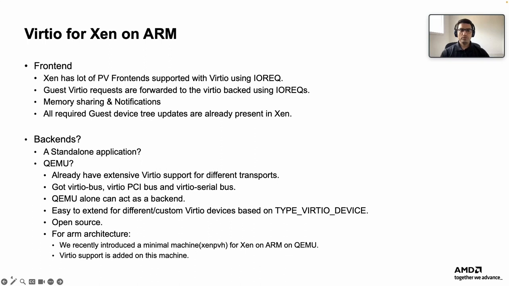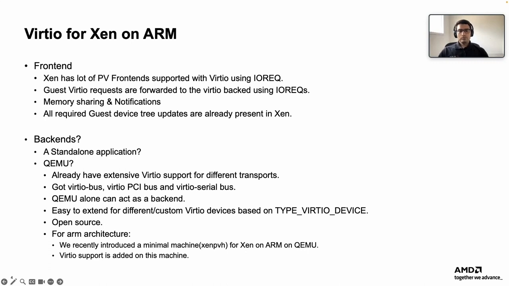QEMU already has support for a whole lot of different VirtIO devices like VirtIO Net, VirtIO Block, VirtIO Serial, VirtIO IOMEM, VirtIO GPU, Clock, CAN, and others. And it has all the required infrastructure for even adding new VirtIO devices. QEMU is open source, and it has the VirtIO base model as a QOM, which is the QEMU object model, which makes it very easy to use or extend for new VirtIO devices.